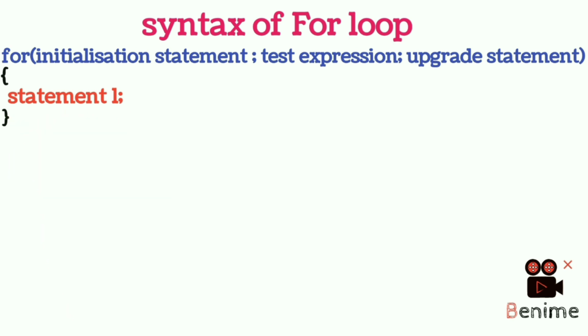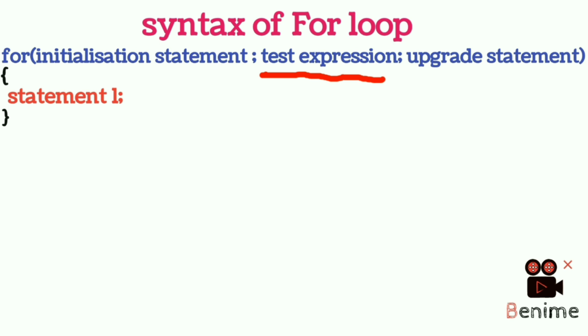In the syntax of for, first the value is initialized, then it is checked in test expression. If it is true, it goes inside the body and performs whatever is in the body. Then the statement is updated. But if it is false, it directly comes out from the loop.